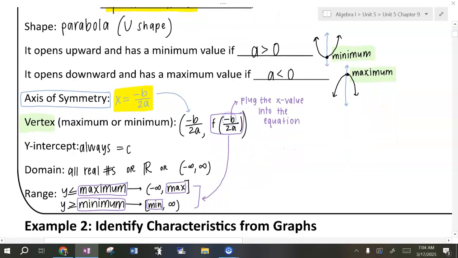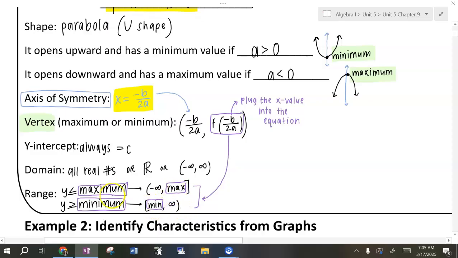The domain, similar to most of our functions that we've talked about this year, is all real numbers, or you could write it with that special R, or you could write it negative infinity to positive infinity if you wanted to put interval notation. For the range, it's a little different. You could either say y is less than or equal to the max or y is greater than or equal to the min, depending on whether it faces up or down. If you want to put it in interval notation, you're going to go negative infinity, comma, the max with a bracket, or you're going to go bracket minimum, comma, infinity.